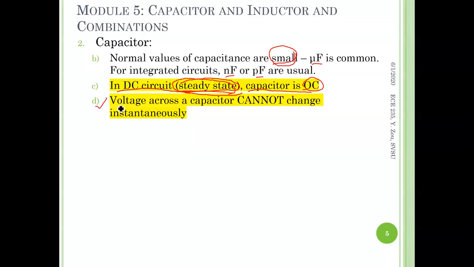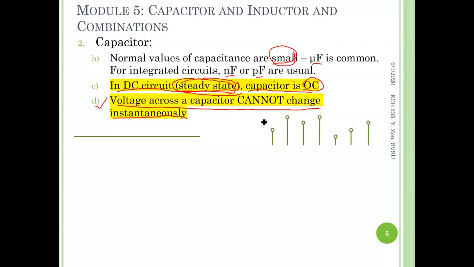Next, the voltage across a capacitor cannot change instantaneously. So what does it mean by changing instantaneously? It is talking about a signal, and let's have some examples to illustrate what I mean. First, we are seeing a constant flat line. Obviously, it is not changing instantaneously, right? But on the other hand, some discrete signals like this, we can immediately recognize they are changing instantaneously, right?